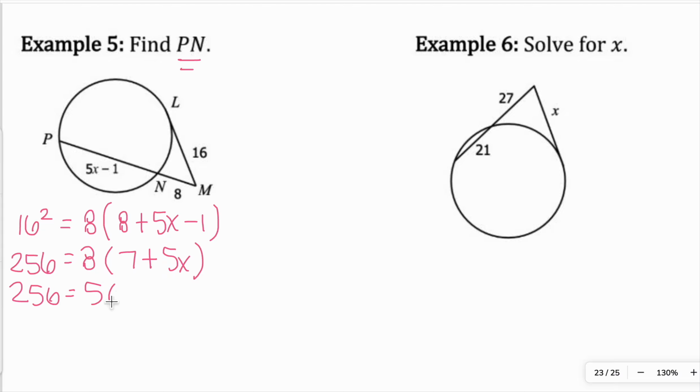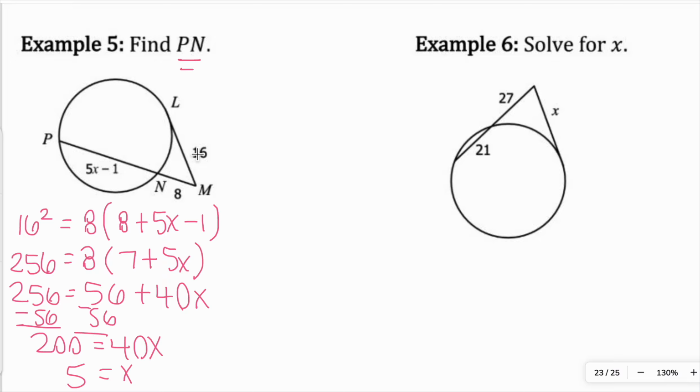8 times 7 is 56. 8 times 5x is 40x. Subtract 56 from 256. I'm going to get 200 is equal to 40x. So x is equal to 5. So now let's plug that in to find PN. So 5 times 5 minus 1, or 25 minus 1, gives me 24.